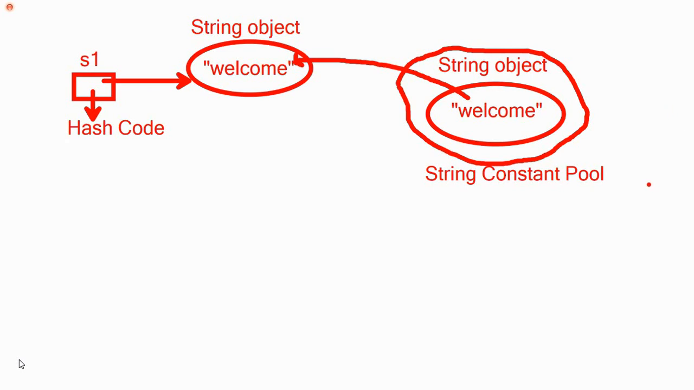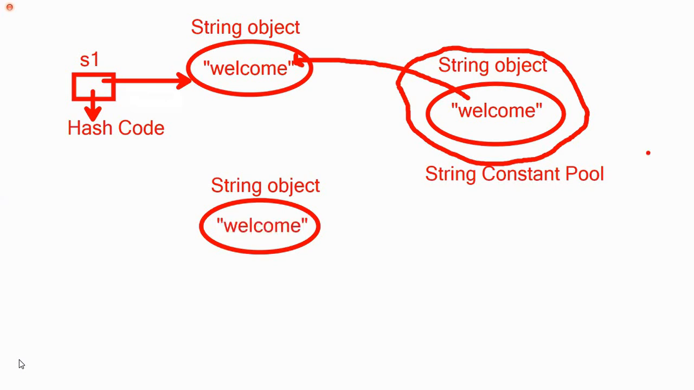When second line executed, one object only created. Outside. Inside it won't create. Here created. It is string object. This object, Welcome. This object is only placed here. It is referred by S2. Hash code.